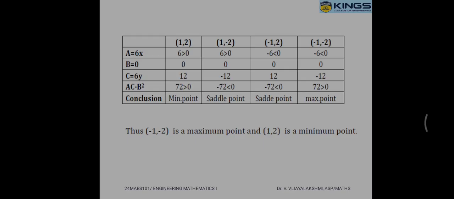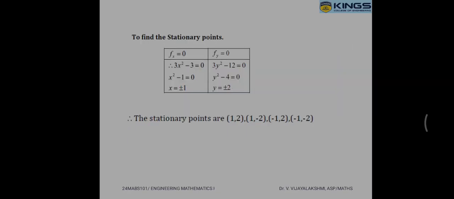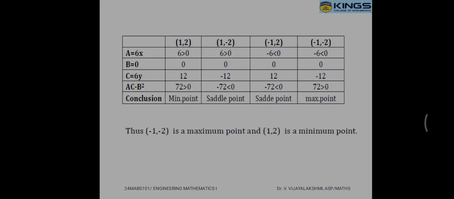Next, we make a tabular column where in the first row we write all the stationary points: (1, 2), (1, minus 2), (minus 1, 2), (minus 1, minus 2). (1, 2) is the first point, (1, minus 2) is the second point, then we have (minus 1, 2) and (minus 1, minus 2). For each point, we have to find the values of a, b, c and ac minus b square, and finally the conclusion.